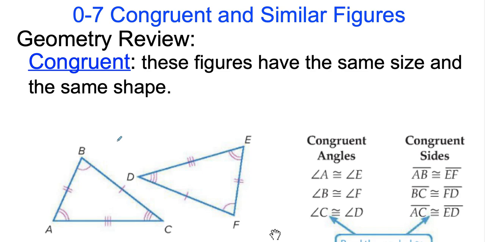And when you're looking at two shapes, so like this little hash mark and this little hash mark, that means those two sides are the same. Same thing kind of goes with angles. So angle B is equivalent to angle F, okay? Or congruent to angle F. They are the same size and same shape.